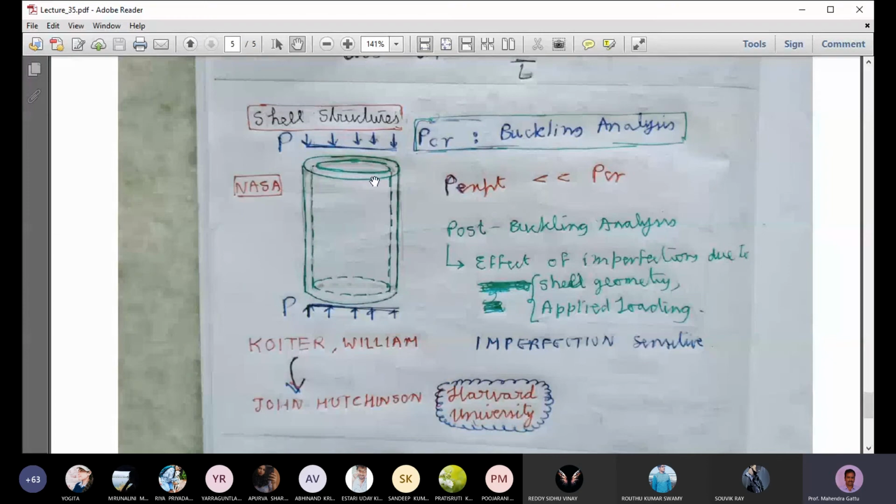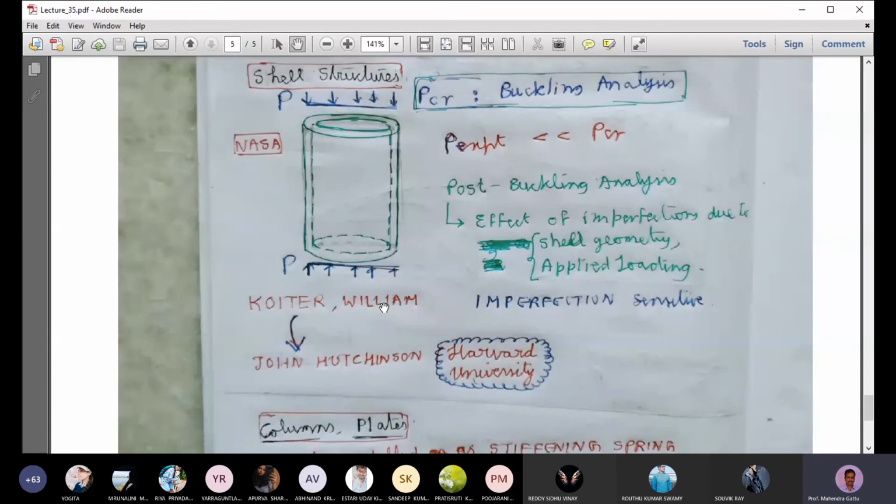They thought of many other reasons, but finally one person from, I think, Netherlands, William Koiter, proposed this post-buckling analysis theory. Then he published his thesis work, meaning he wrote his PhD thesis, and later his PhD thesis was translated from Dutch, and it was read by John Hutchinson, who is presently at Harvard University. So then he used this theory, which was developed by Koiter, to explain the buckling phenomena in these cylindrical shells.